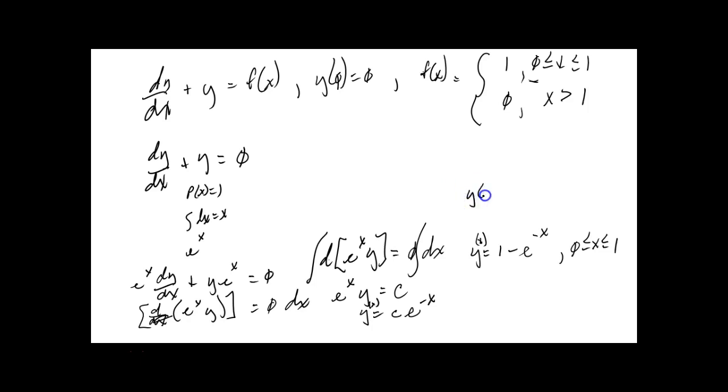Here y of 1 is equal to, and we got our constant already solved for because that was when this was in the domain. Here we don't because that's not in the domain. So y of 1 here would be what? Pretty easy. 1 minus e to the negative 1. And down here, y of 1 would be c e to the minus 1.